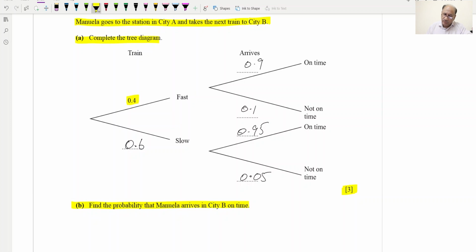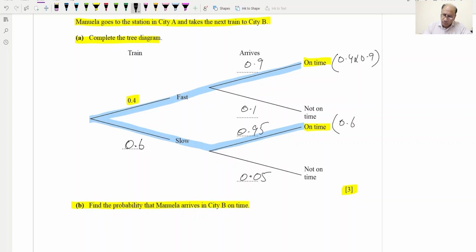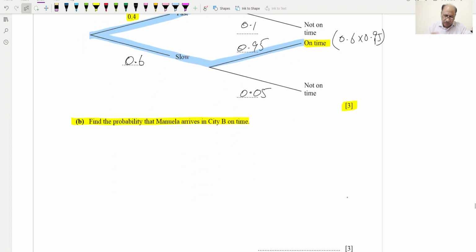On time is this one and this one. So we will be taking two routes. One will be this route and the second route will be this one. So these two routes will be combining. For this route it will be 0.4 into 0.9, and for this route it will be 0.6 into 0.95, and we will be adding these two values to get the answer.